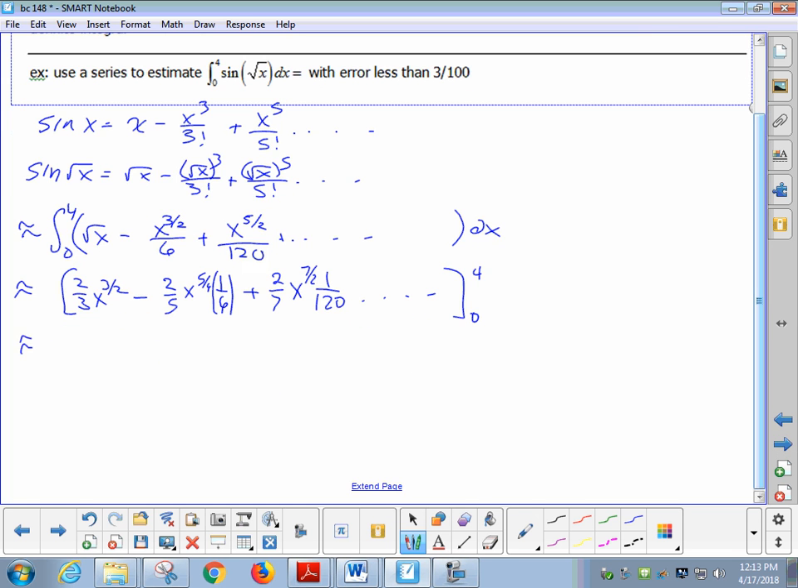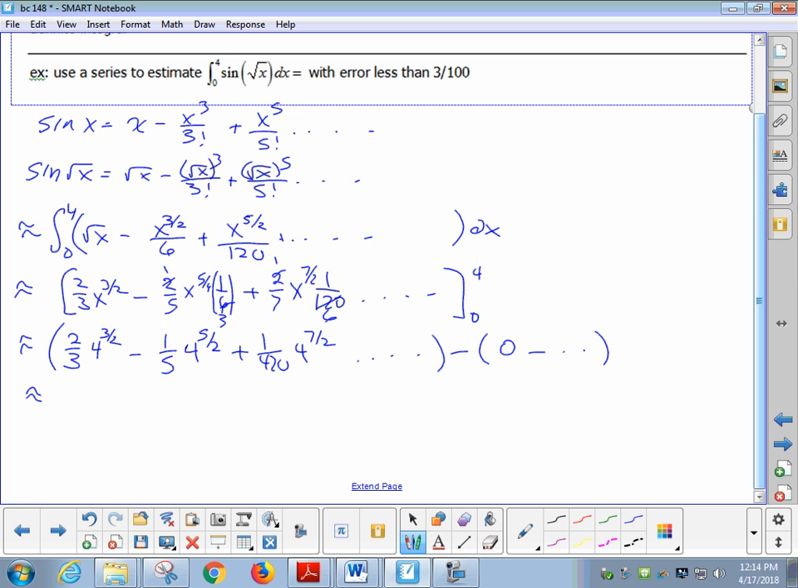Plugging in numbers, I'm looking at 2/3 of 4 to the 3 halves minus, let's call that, 1/15 4 to the 5 halves plus 1/420th 4 to the 7 halves, and all that would be minus zeros for all the terms that are going to be put in a 0, yay? All right.